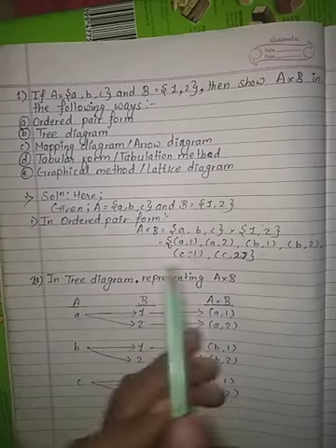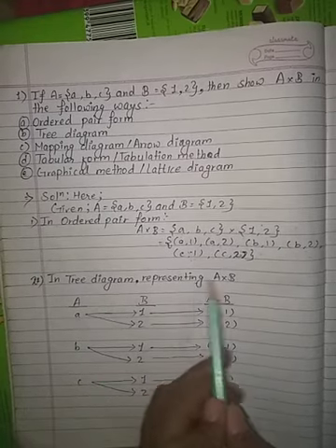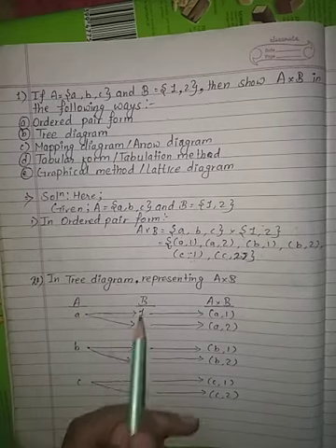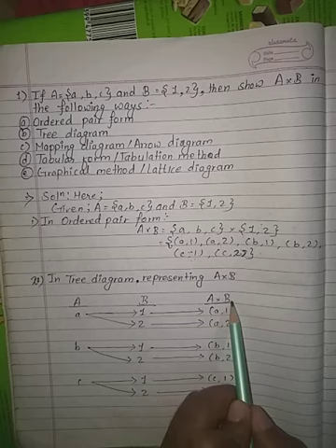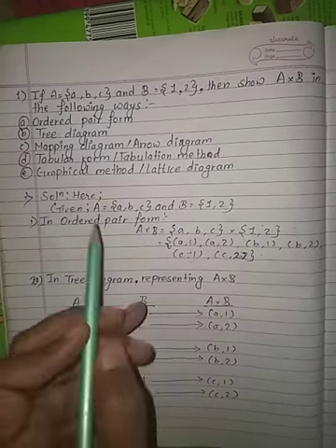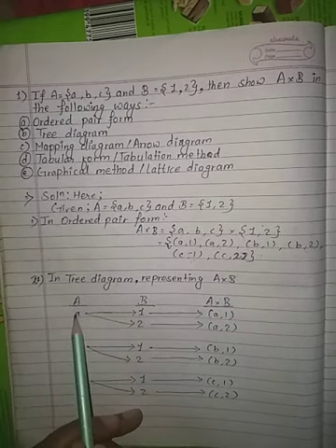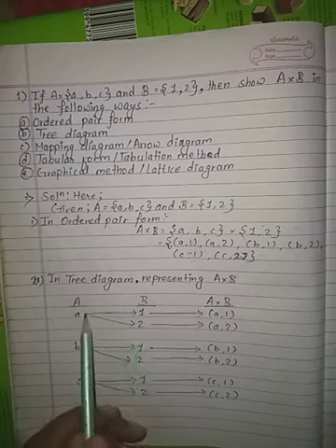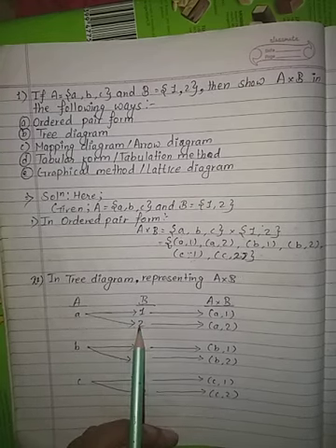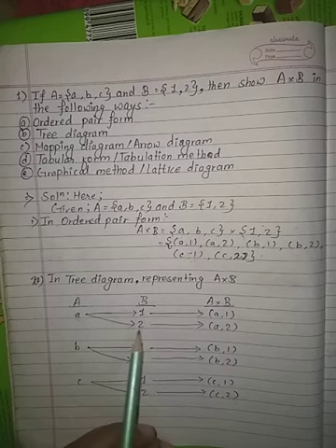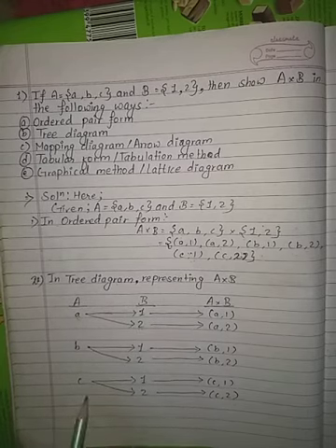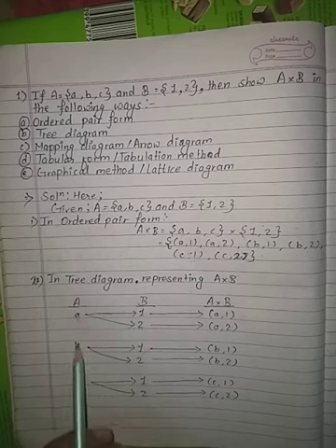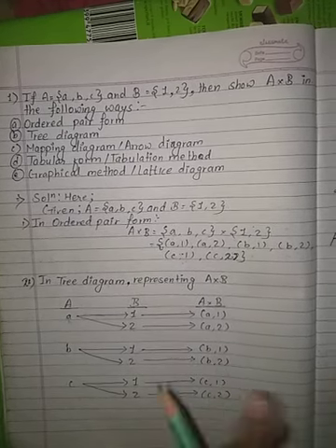Hope you understand. And in a tree diagram, to represent A cross B, we first write the elements of set A, and then set B, then finally we write A cross B. Here the element of set A is A, and we just count the elements of set B. There are two elements, so we make two arrows over here and write the elements of set B. A goes with 1 and A goes with 2, similarly with B and C. Yes, so in this way we can represent A cross B in a tree diagram.